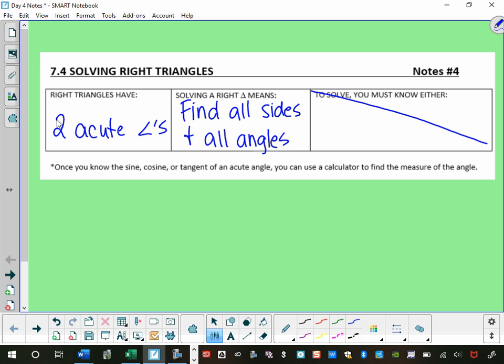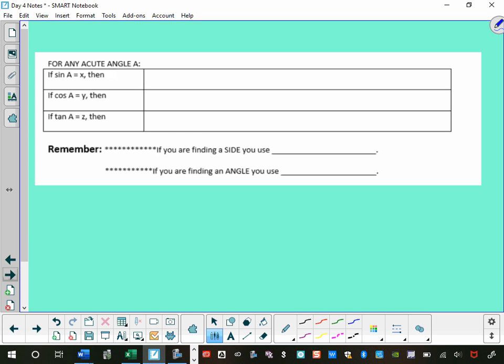Alright, once you know the sine, cosine, and tangent of an acute angle, you can use a calculator to find the measure of the angle. So for any acute angle, let's say we have no idea what this angle is. In order to find it, we're basically going to move this trig function to the other side and solve it.